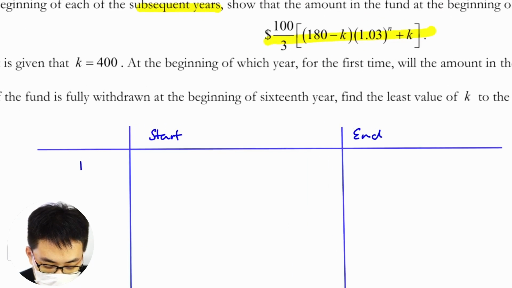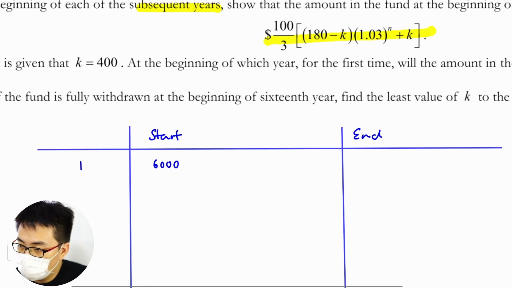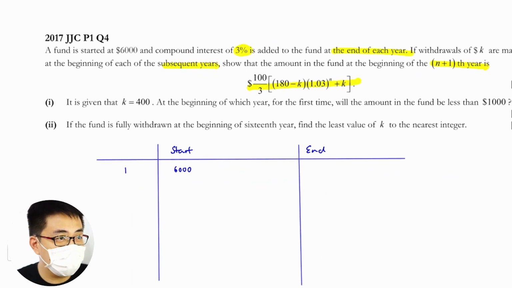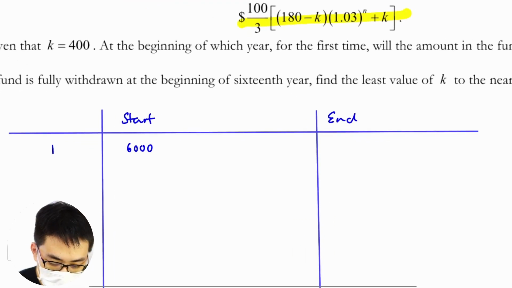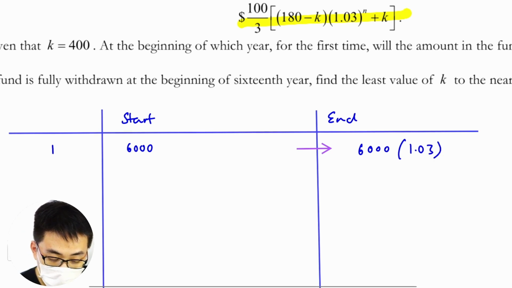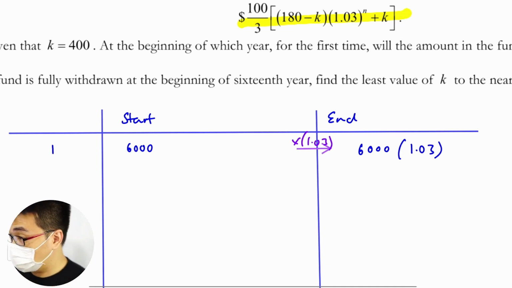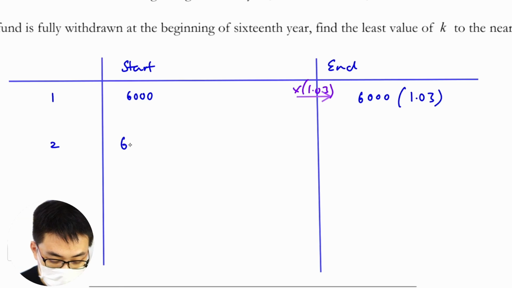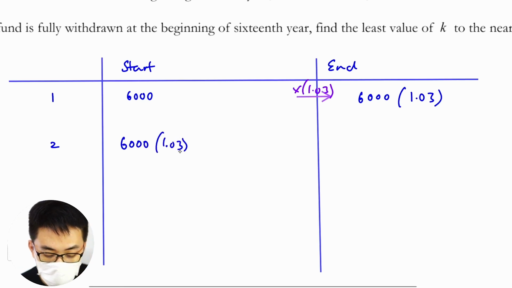So the start is 6,000, right? At the end, there will be a 3% compound interest. Actually, usually banks don't give compound interest, they just give simple interest. So 6,000 will be multiplied by 1.03. Then the subsequent year, what happened? You want to withdraw. Yes, so 6,000 times 1.03 minus K.